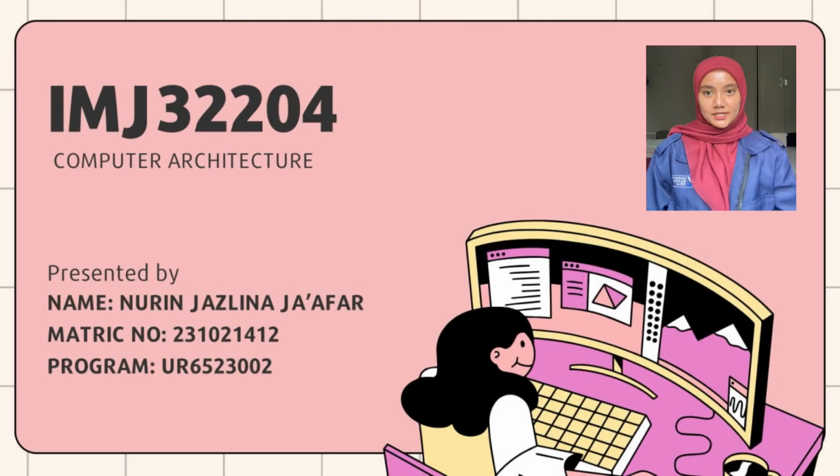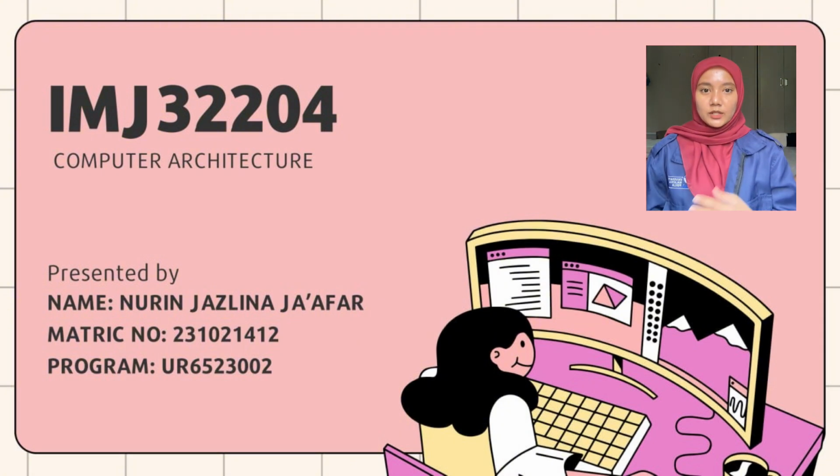My name is Nurin Jazalina Jaafar and my metric number is 2310211412. Today I'm going to deliver a verbal presentation for my media-based assignment under the course IMJ 32204 Computer Architecture. In this video, which will run between 5 to 10 minutes, I will be explaining the core characteristic of semiconductor random access memory or RAM.